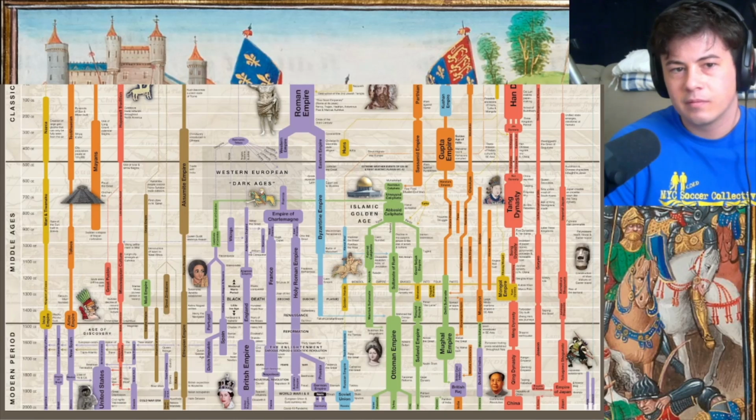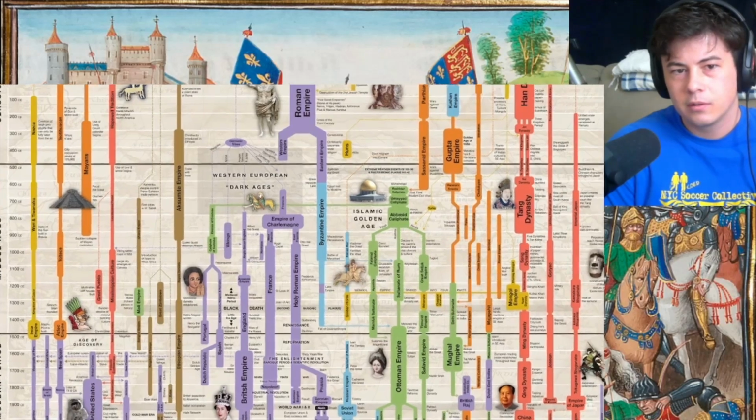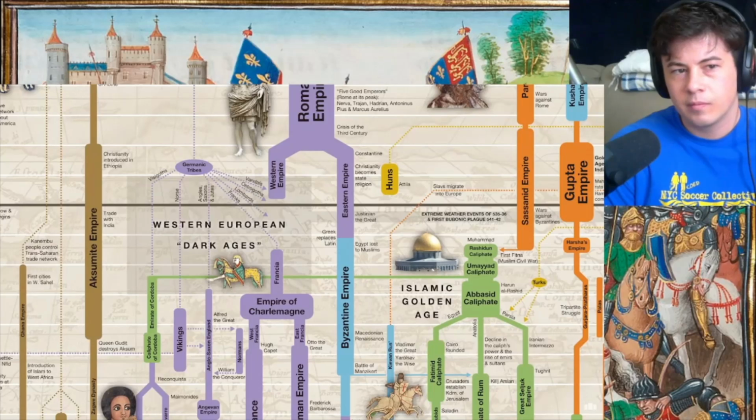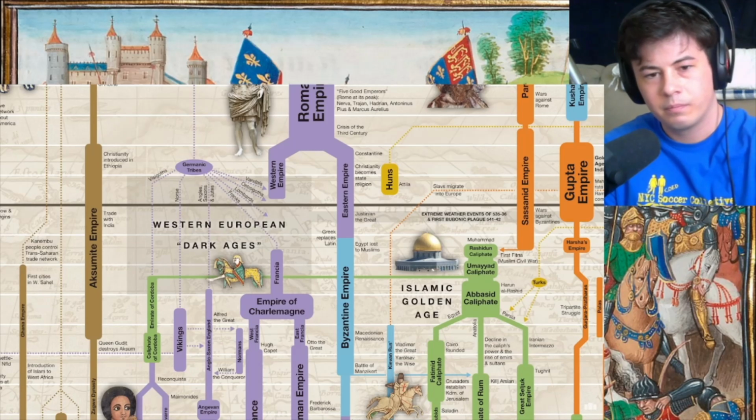But one term that really shouldn't be used for the medieval period, but often is, is the Dark Ages. The reason for this is that the so-called Dark Ages were really just limited to Western Europe. Other areas during this time, such as the Middle East and China, were actually experiencing new golden ages.